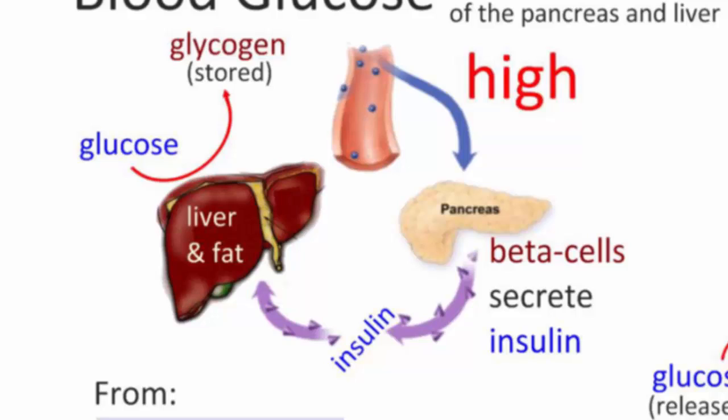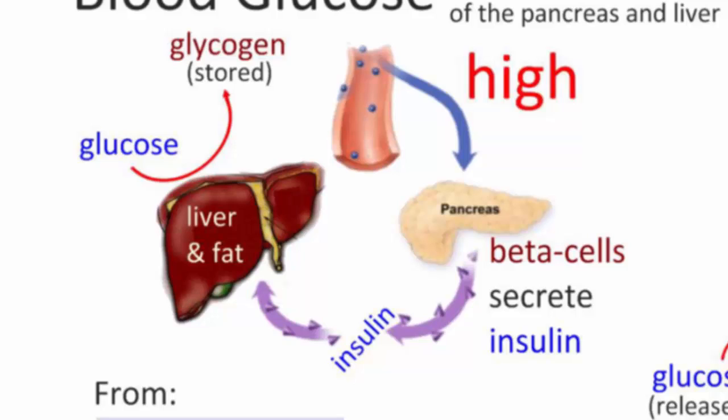So if your blood sugar is too high, then that signal will stimulate some cells in your pancreas called beta cells. And these beta cells will then release insulin. And when they release insulin, that tells the fat cells to take glucose from the blood. So we'll take the blood sugar from the blood in the liver, and we will store it in the form of glycogen.